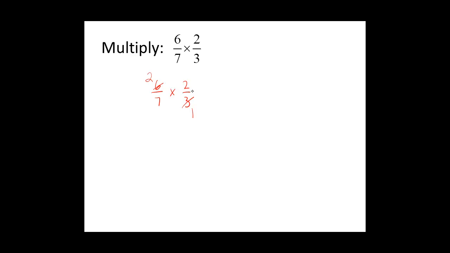We have a 2 in this numerator and no 2's in the denominator, and we have a 2 in this numerator and no 2's in the denominator. So we can't divide out any more factors. So we will multiply straight across. Multiplying numerators together, we get 2 times 2, which is equal to 4. And multiplying denominators together, 7 times 1 is equal to 7. So our answer is 4/7.